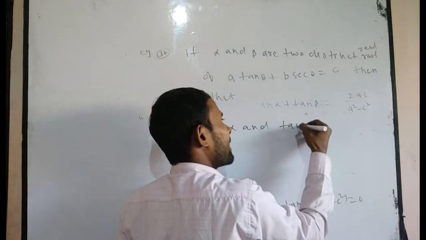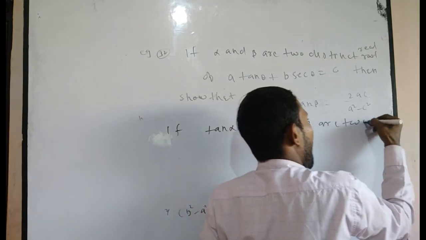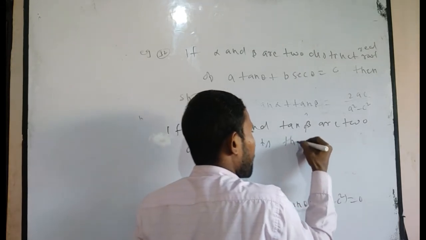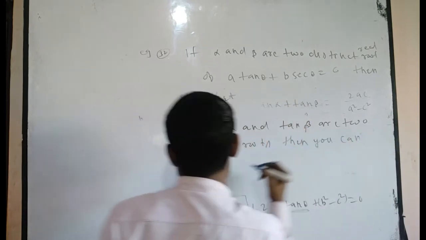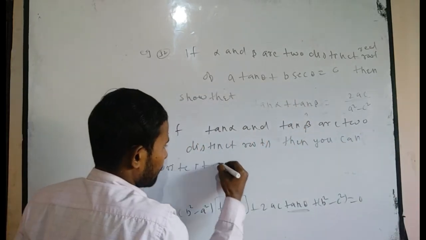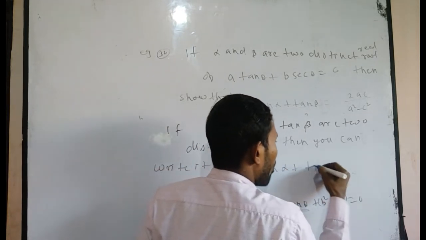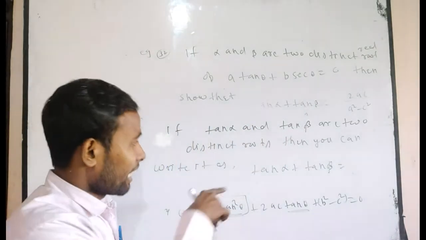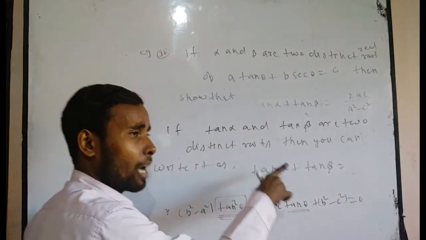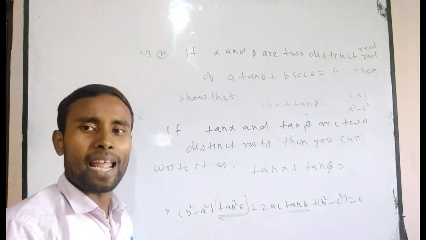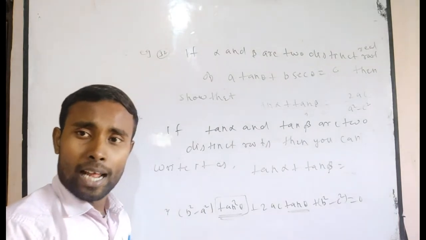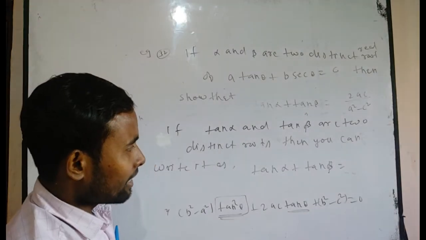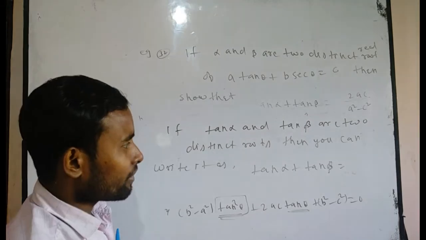If tan alpha and tan beta are two distinct roots, then you can write it as, you know that the sum of roots in a quadratic equation, that means alpha plus beta, here it will be tan alpha plus tan beta, is equal to minus b by a, where b is the coefficient of x and a is the coefficient of x square, that means the leading coefficient.